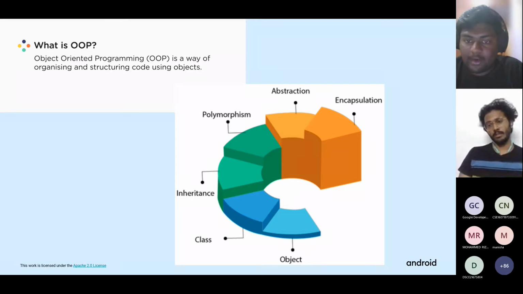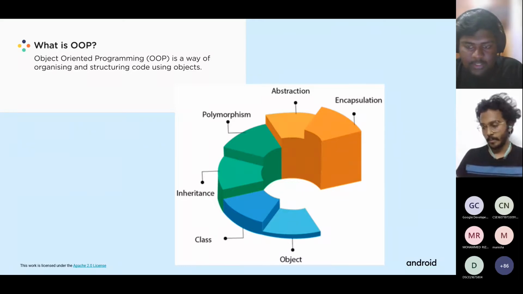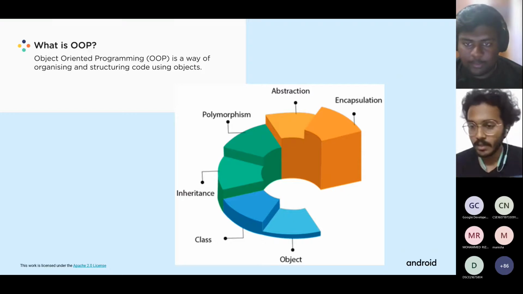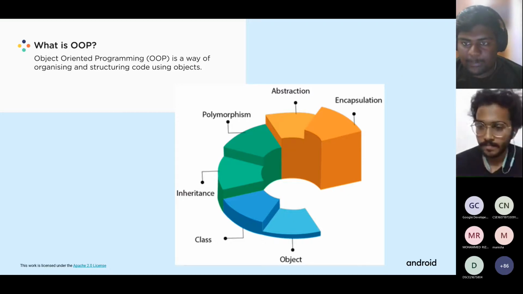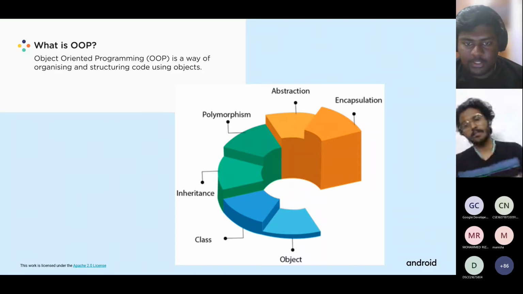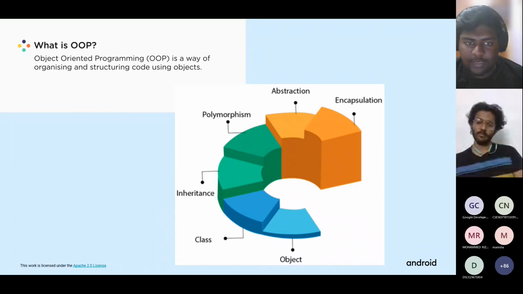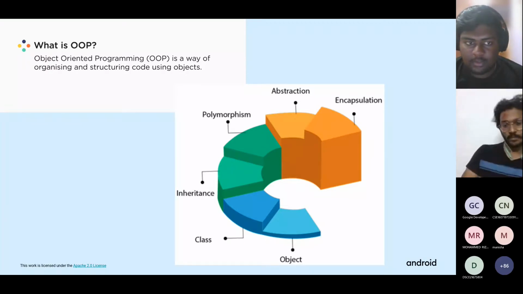Now abstraction. Abstraction means hiding all the important data, like your private data, from your main code. In the coding part, abstraction means hiding all the important data. Next, encapsulation. Encapsulation means binding two different parts of a code or two different entire codes together. It's called encapsulation. These are the six main parts of OOPS.